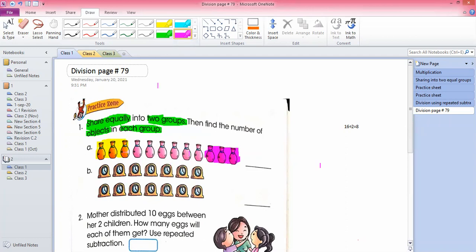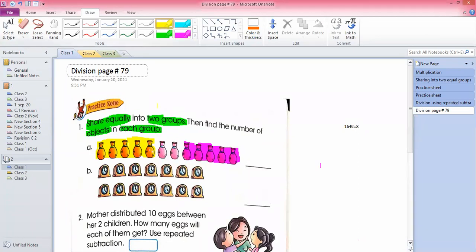Still too many vessels are left. Give one more to group A and B. Both of them I'll give one more. So look, these are now four. And these are also now four. Still four vessels are left. I'll give one more. You can see here. And one to group B. Now only two vessels are left.